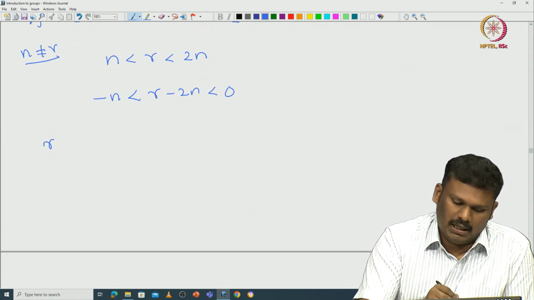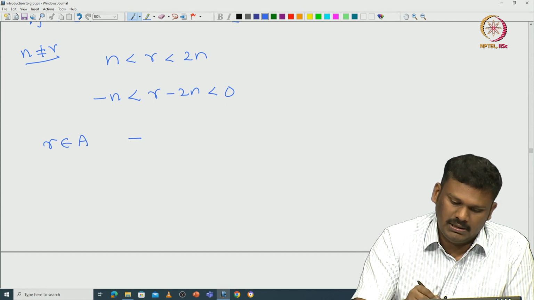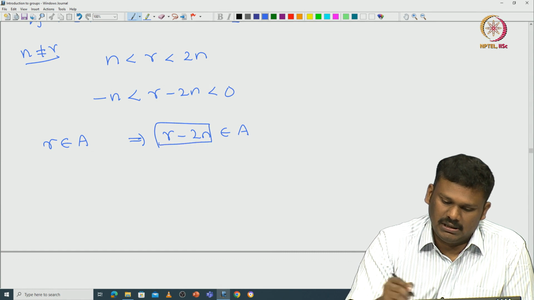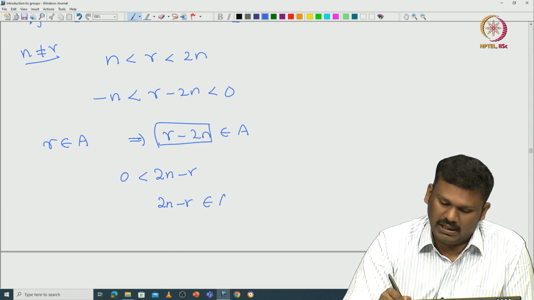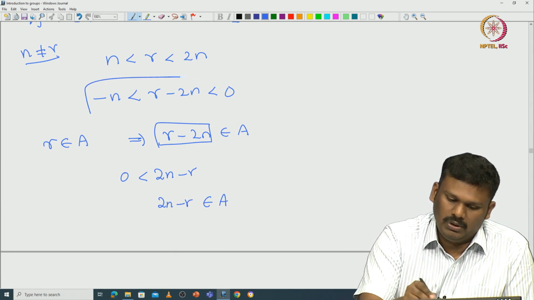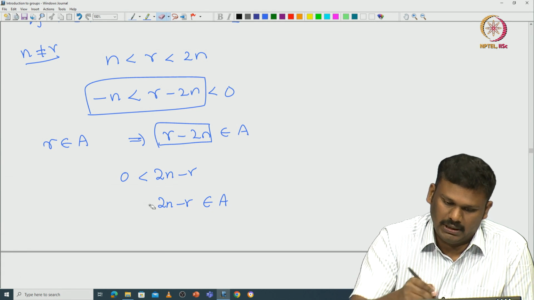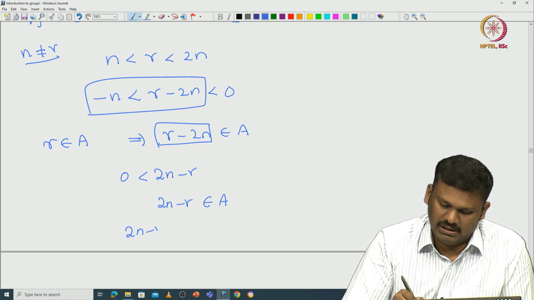But note that r is in capital A. So, that means r minus 2n is also in capital A. Okay. But since this is less than 0, 2n minus r, which is greater than 0, this 2n minus r is also in capital A. But what will be 2n minus r? So, 2n minus r is positive, okay, and strictly smaller than n. So, 2n minus r is positive and strictly smaller than n.